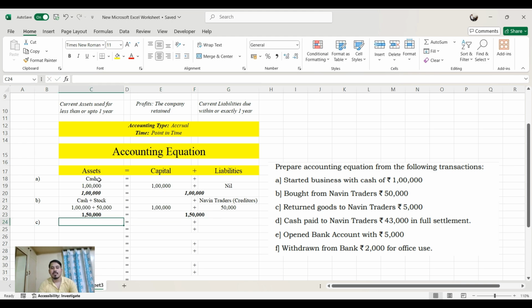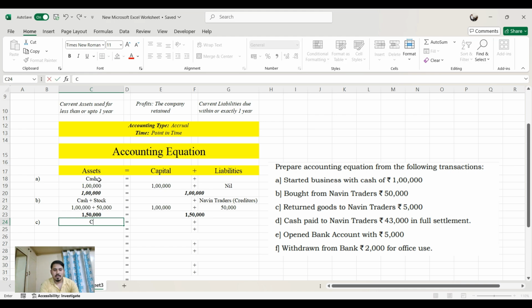Moving to the third one, the company returns goods to Navin Traders. Normally, why does the company return goods? Due to some defects or damages. Suppose the company ordered product A and received product B. In certain cases, the company will return the goods.